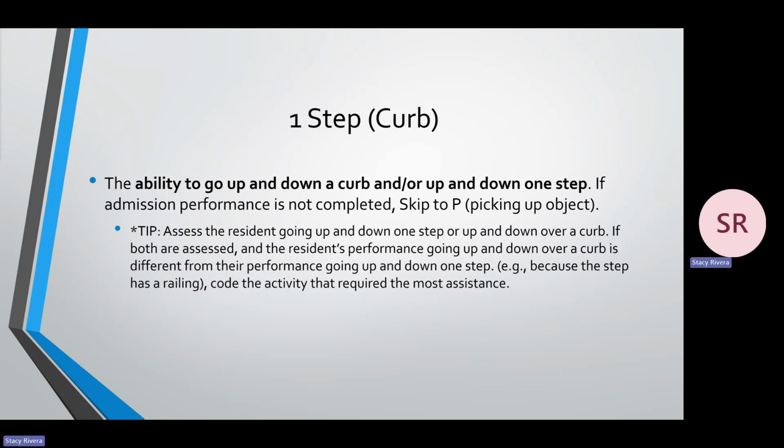One step or curb is the ability to go up and down a curb and or up and down one step. If the admission performance is not completed, skip to P, which is picking up an object. Assess the resident going up and down one step or up and down or over a curb. If both are assessed, then you score them based off of the activity that required more assistance.